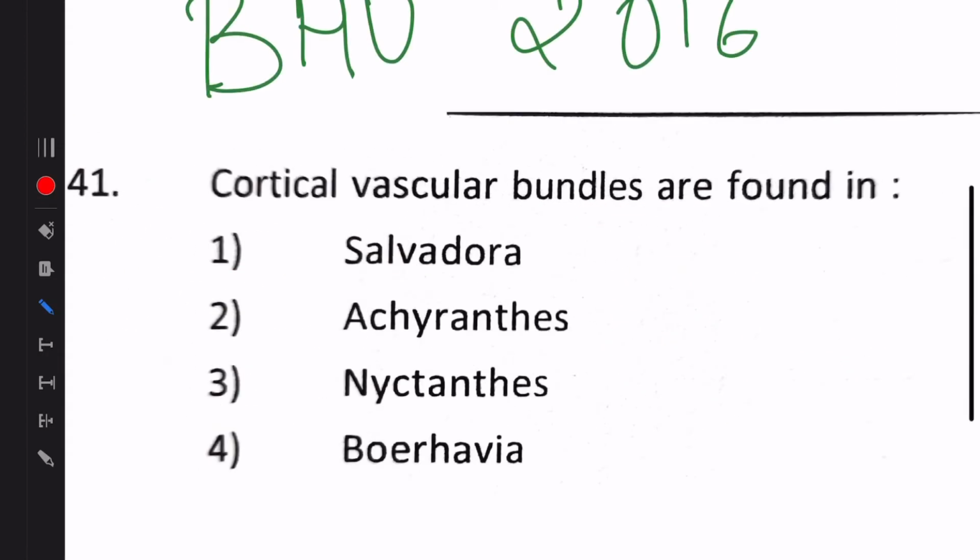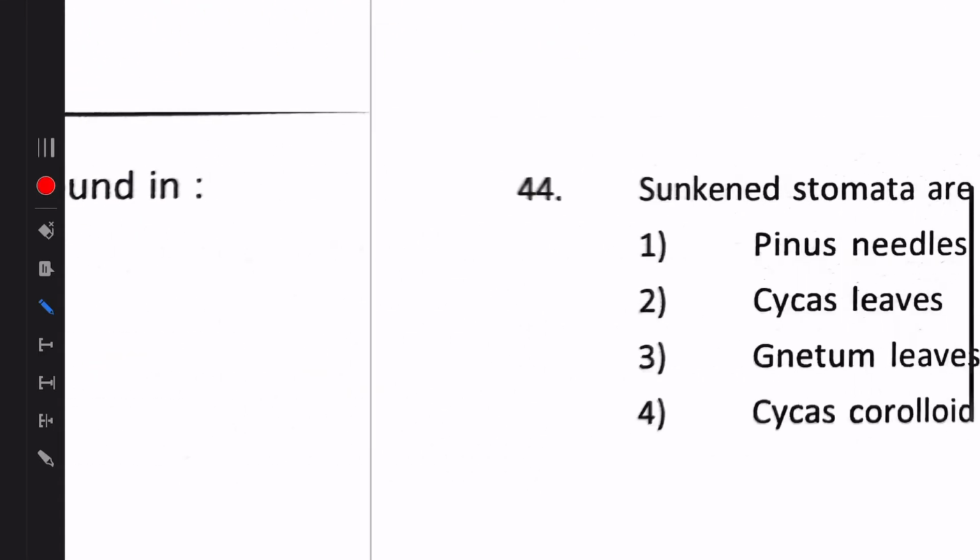Let's do 2016's question paper now. First question: cortical vascular bundles are found in. Again we have come across the same type of question, so we can clearly understand this is a very famous question. Cortical vascular bundles are found in two families, the Oleaceae and the Cactaceae, and Nyctanthus is from the Oleaceae family, so answer 3 is the right answer.